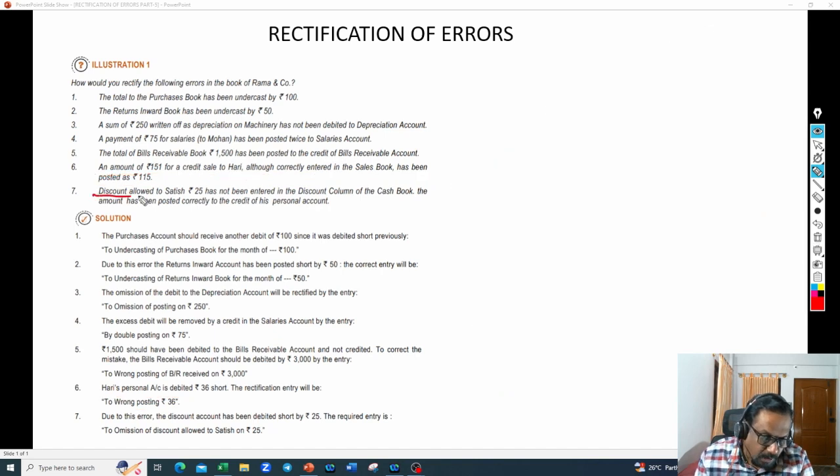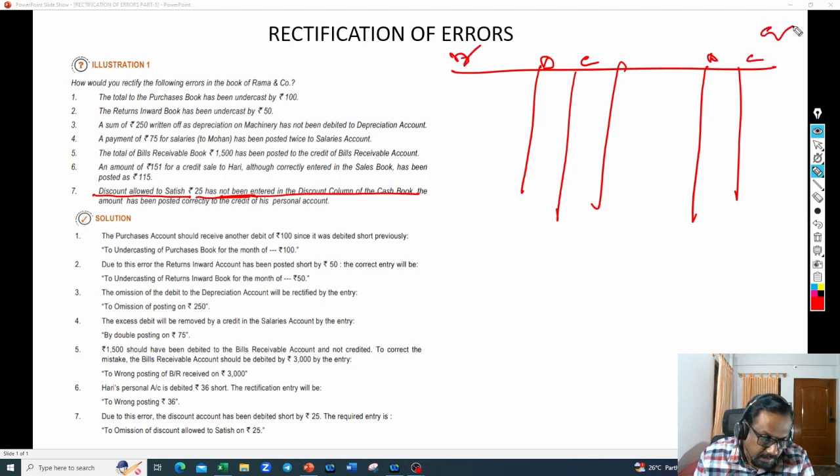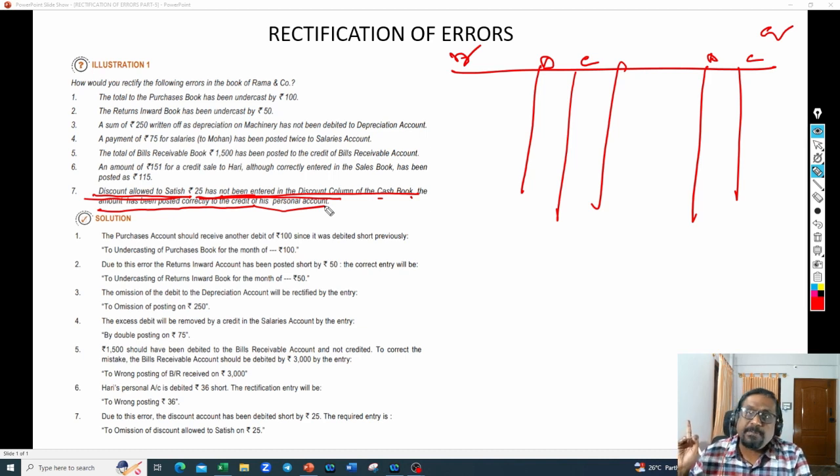Next, discount allowed to Satish 25 rupees has not been entered in the discount column of the cash book. When I prepare the cash book, there will be two columns: one is discount column, other one is cash column. This is debit side, this is credit side. The amount has been posted correctly to the credit of the personal account.